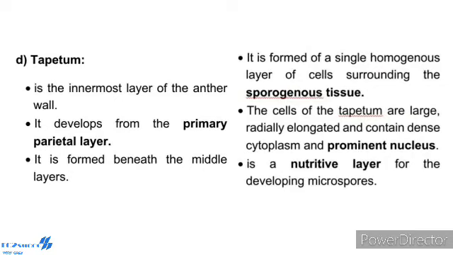Fourth layer, tapetum. Tapetum is the innermost layer of the anther wall. It surrounds the sporogenous tissue. It is formed beneath the middle layer. The cells of the tapetum are bigger, radially elongated, with dense cytoplasm and a prominent nucleus. It is a nutrient layer for the developing pollen grains.